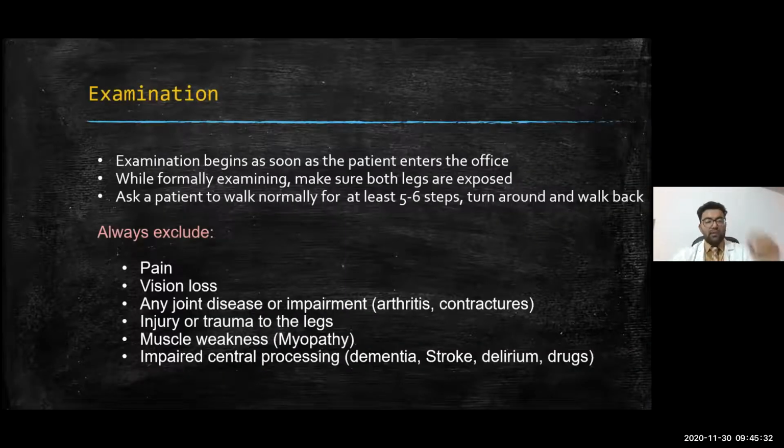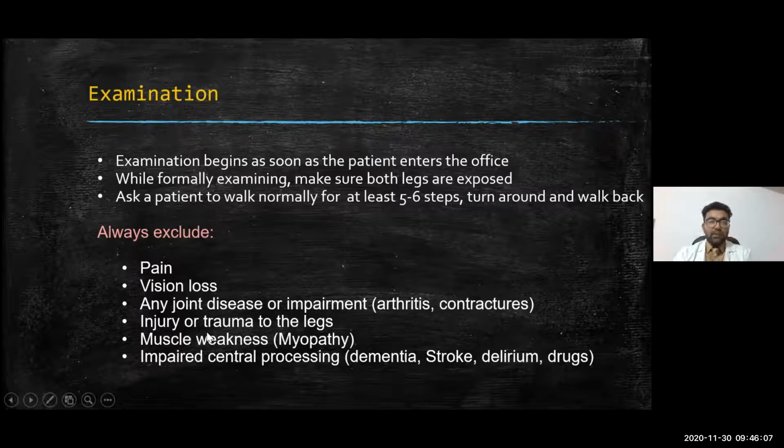Now we will talk about the examination. How should we examine the patient? Examination begins as soon as the patient enters the office. We have to keep our eyes on the patient, how the patient is walking towards you. But while formally examining, make sure the patient's both legs are exposed. Then ask the patient to walk normally for at least 5 to 6 steps. Then ask the patient to turn around and walk back.